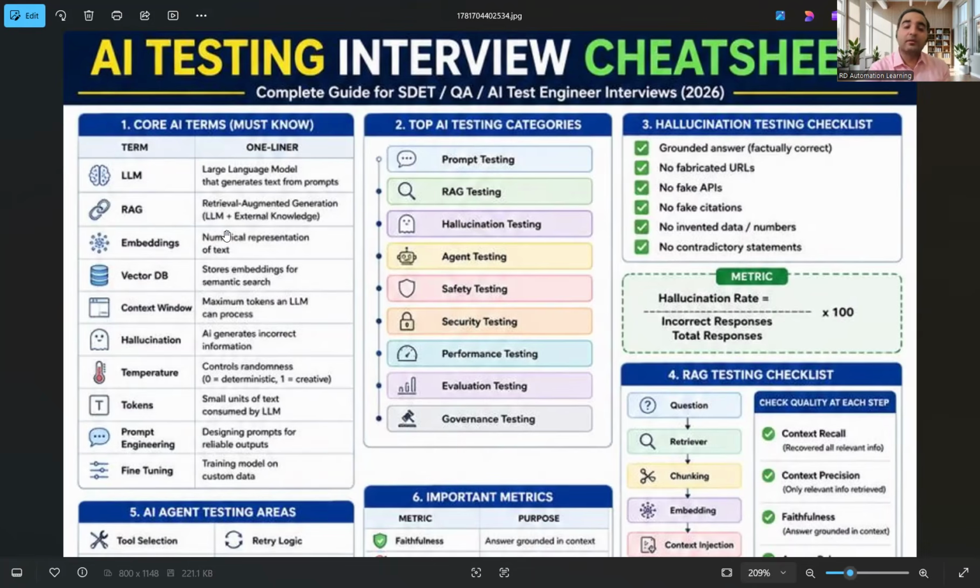You should know about tokens. There's a lot of noise around AI tools, but at the same time, people are also talking a lot about tokens. How do you optimize the use of tokens? How do you make sure that you use fewer tokens and get the maximum work done? Okay, so that's again an important fine-tuning thing. Okay, so with respect to AI testing, there are different AI testing categories. For example, you have prompt testing, RAG testing, hallucination testing, agent testing, safety testing, security testing, performance testing, evaluation testing, and governance testing. There's so much testing that you have to do with respect to AI. Okay, so those are the AI testing categories.